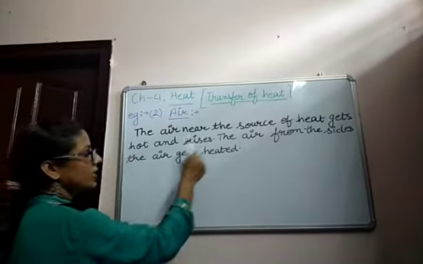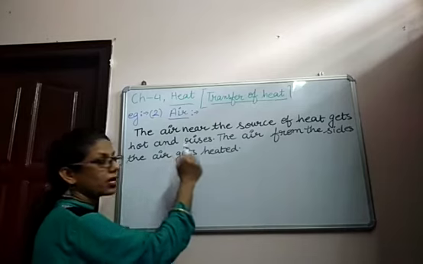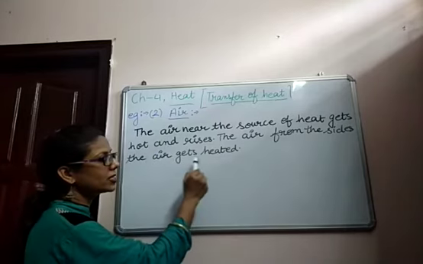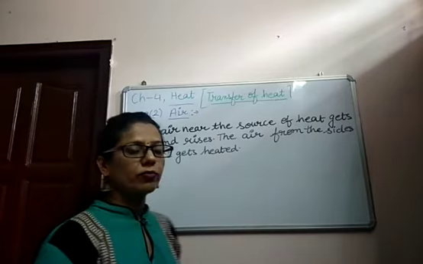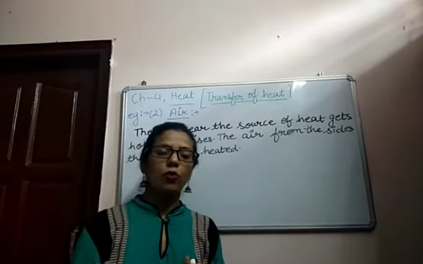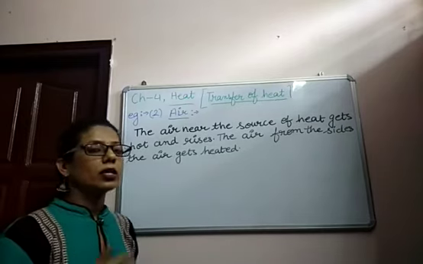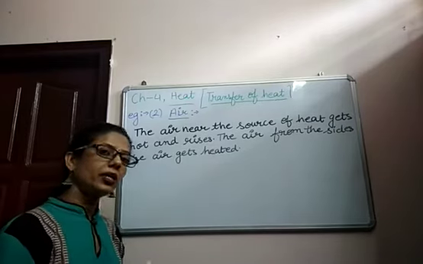So the air near the source of heat gets hot and rises up, and the air from the sides moves downward, and after some time it also becomes hot. In this way, convection currents are generated in air.